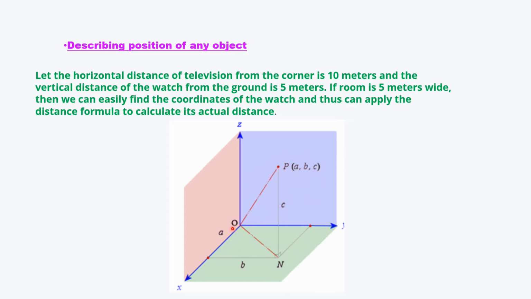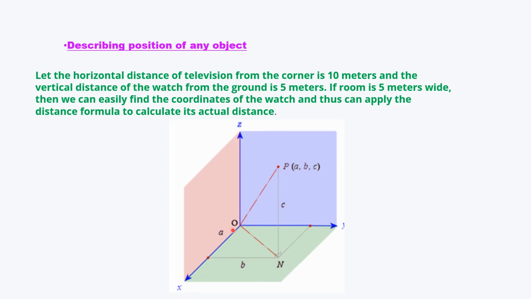This O is the corner, and the television is at a horizontal distance along the x-axis. So the horizontal distance of the television from the corner, that is the origin, is 10 meters. It is given. So B is equal to 10 meters. This is the horizontal distance of the television from the corner. This and this line are parallel, so both mean the same thing.